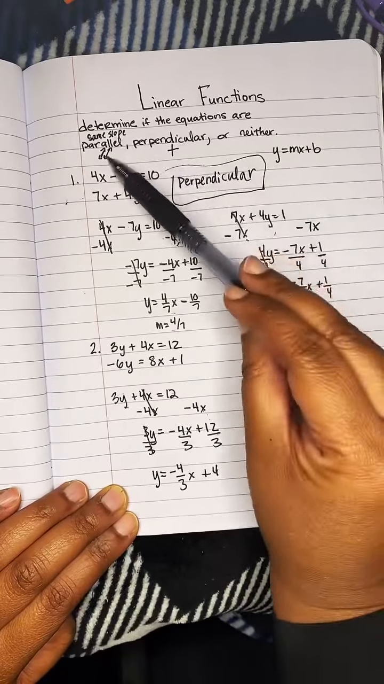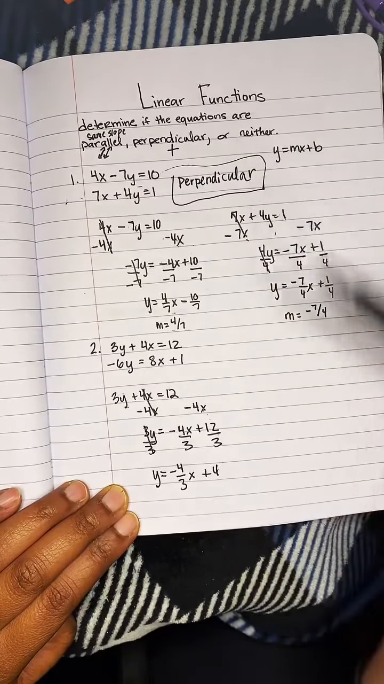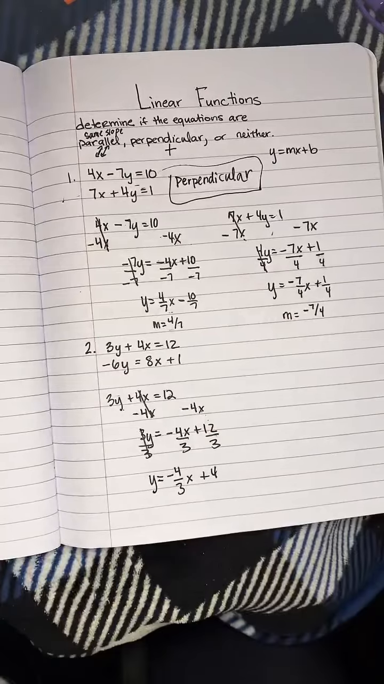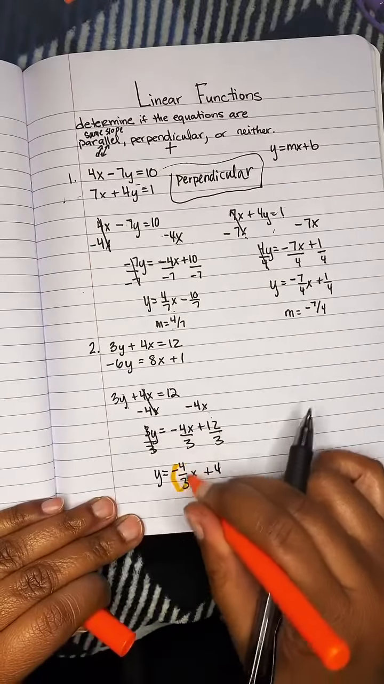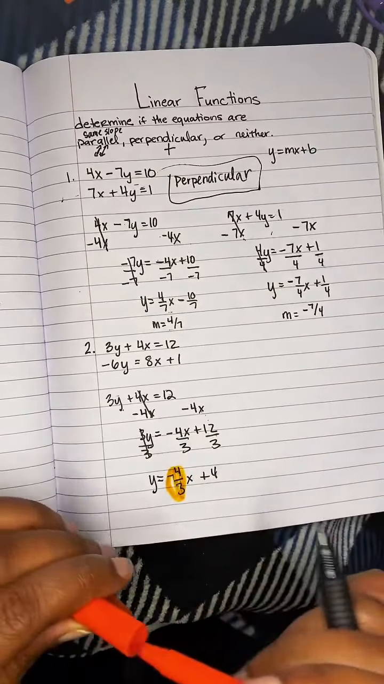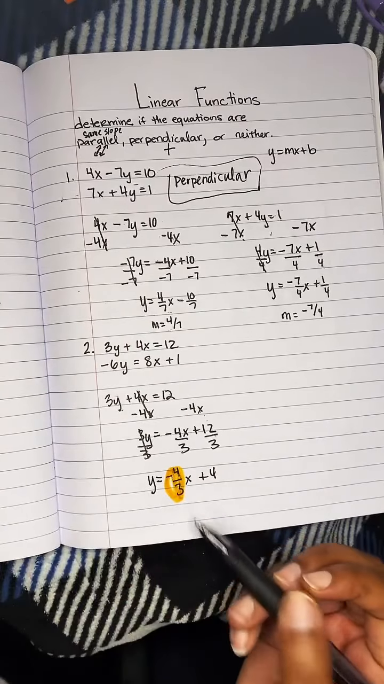Whenever you're trying to do parallel, perpendicular, or neither, you're only looking at the slope, okay? And the slope is always the number that's attached to the x.